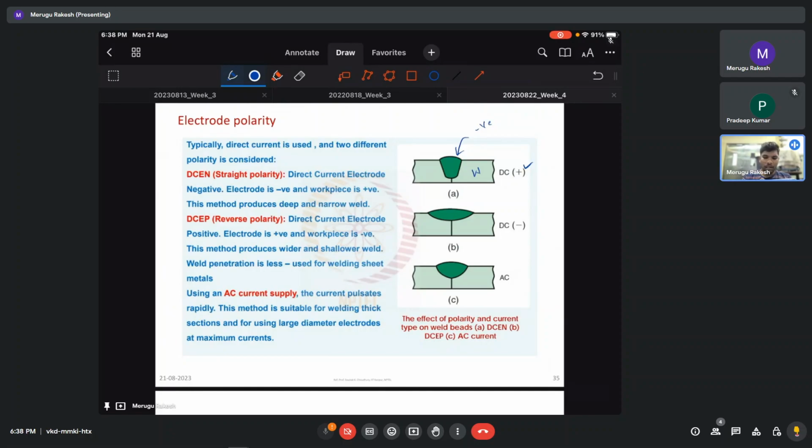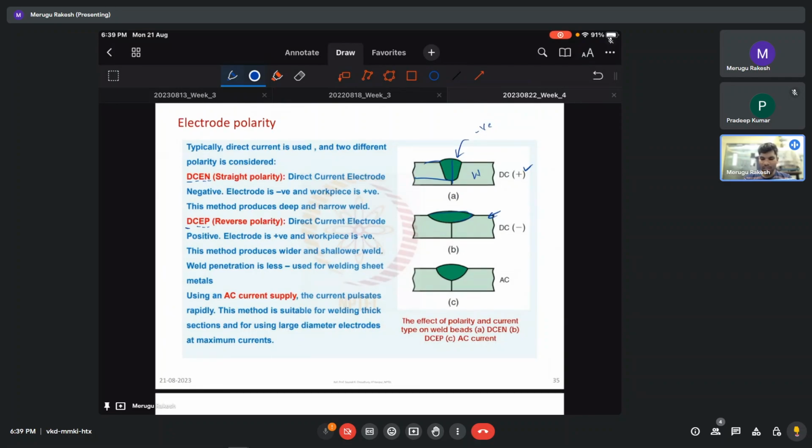So with direct current, the electrode is negative and the workpiece is positive. This produces deep, narrow weld joints. That is called direct current electrode negative. Similarly, if you reverse the polarity, that is reverse polarity, direct current electrode positive, we are going to get a shallow weld. This can be used for thin sheets. Then we have alternating current, in which we get something in between straight and reverse polarity.